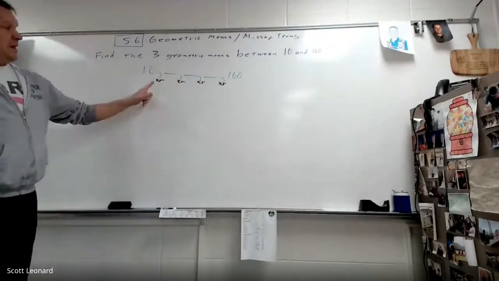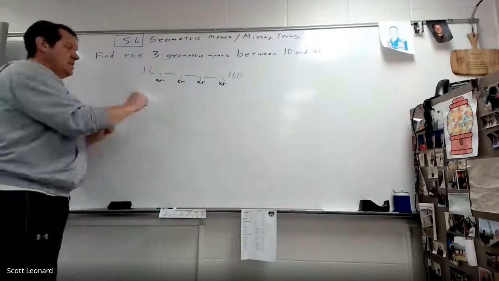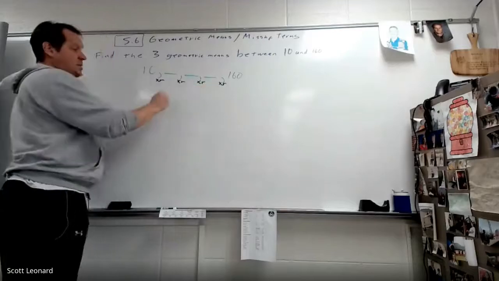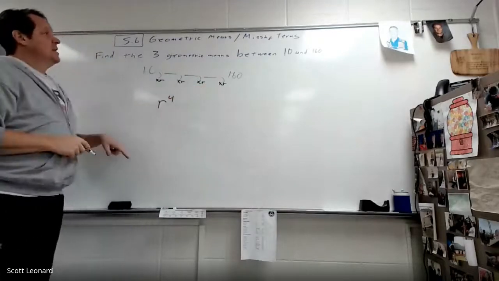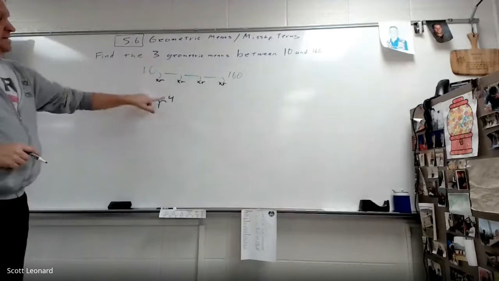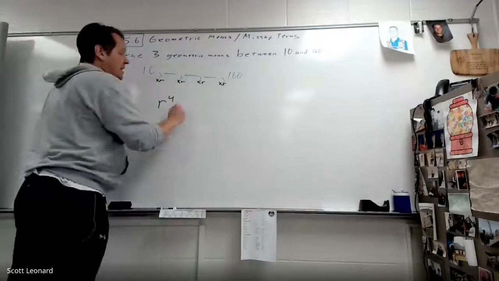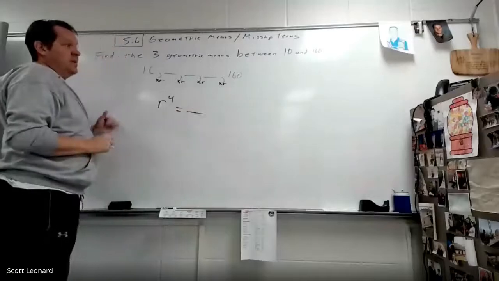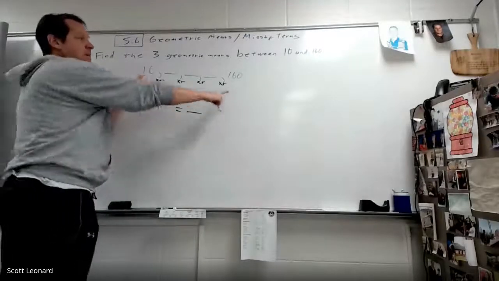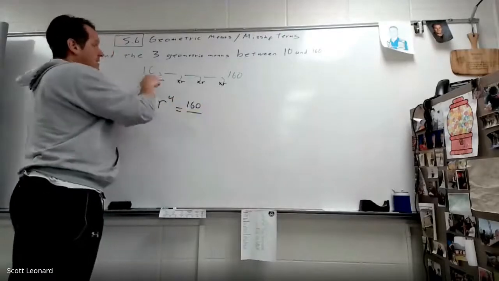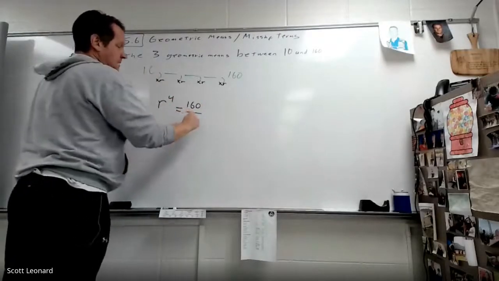Now to calculate what that R value is, R times R times R times R is equal to R to the 4th this time. So if we have 3 geometric means, that means we're going to have 4 R values. All right? And like yesterday, we're going to pick a term and divide by the one before it. But this time, we're going to divide by way before it. So it's going to be 160 divided by that 10.